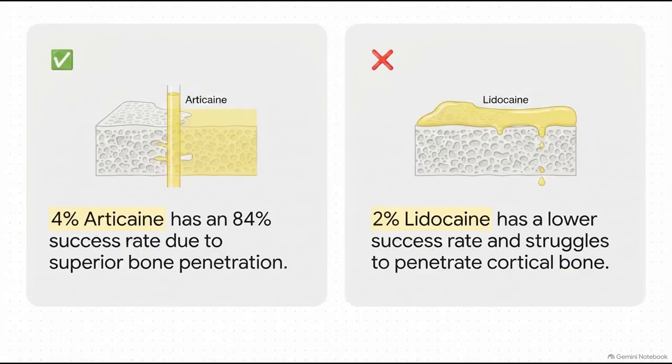Now, when you do escalate to a buccal infiltration in step 2, your specific choice of drug formulation is huge. A 4% articaine buccal infiltration boasts an awesome 84% success rate as a supplemental injection. Why? Because articaine has incredible bone penetration properties. Compare that to a standard 2% lidocaine buccal infiltration, it just struggles to punch through that dense mandibular cortical bone, giving you a significantly lower success rate. So swapping in articaine for those buccal infiltrations, that is a crucial, absolute game changer of a clinical strategy.